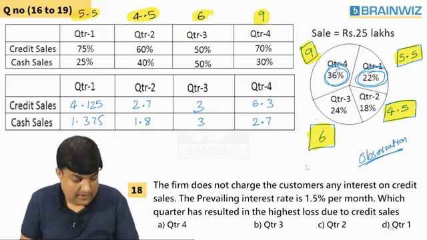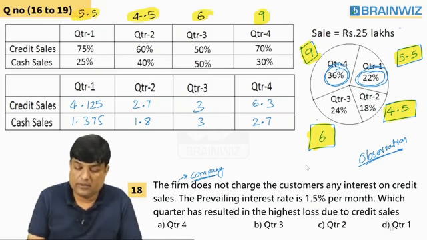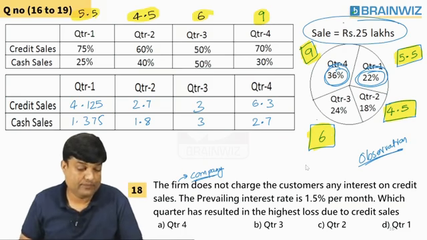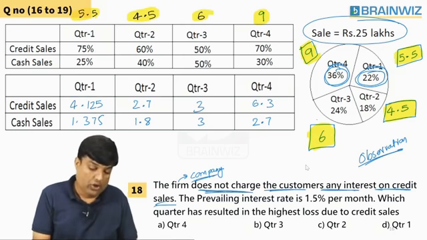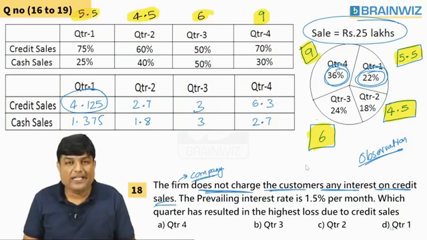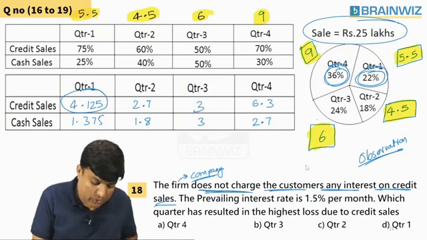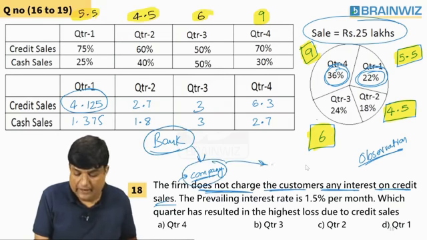What does it say? The sales of the company is 25 lakhs. The company does not charge the customers any interest on credit sales. Meaning this 4.125 lakhs they sold on credit. Definitely the company has taken some loan from the bank. A bank has given a loan to the company and the company is selling to the customers.